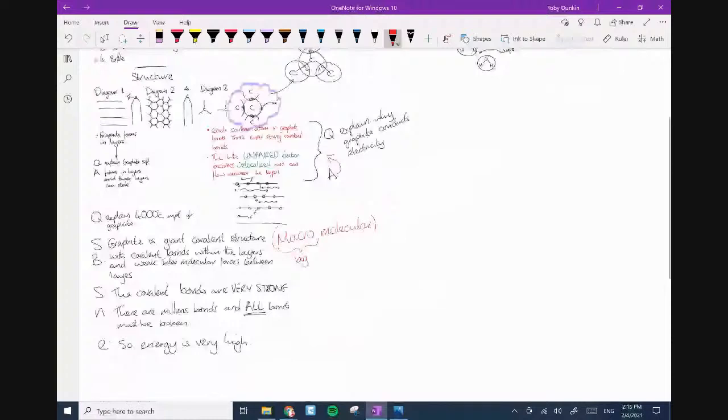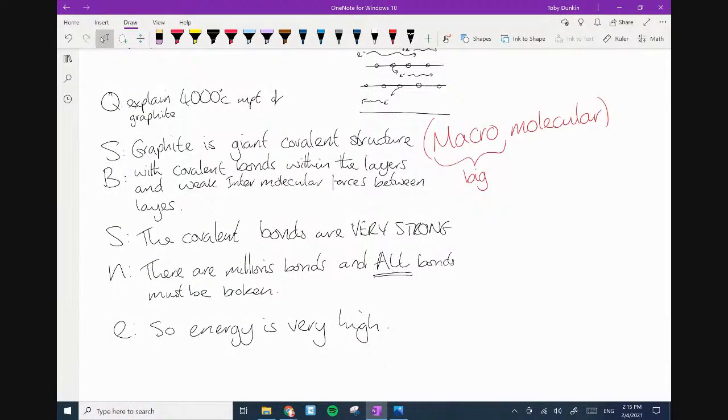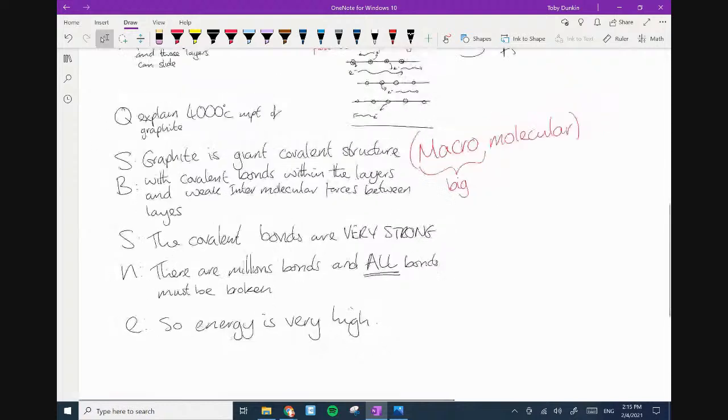Melting point. Graphite is a giant covalent structure with covalent bonds within the layers and weak intermolecular forces between the layers. The covalent bonds are very strong. Millions of bonds, and all bonds must be broken. So energy is very high to break, to melt. We're done.